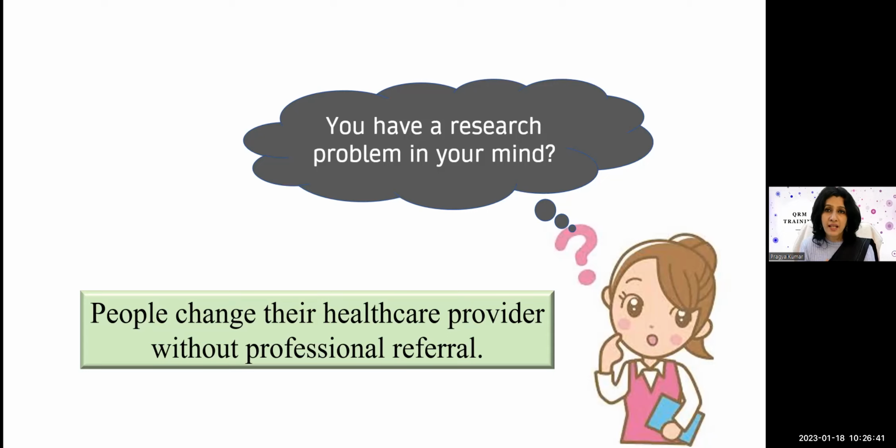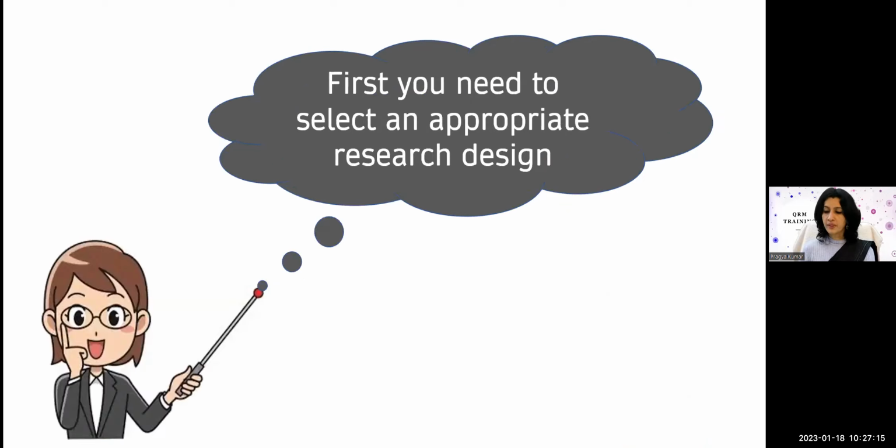In this case, this study was an ICMR research, where the topic is that people change their healthcare provider without professional referral. Obviously this research idea must have come to the researcher, because we also change our healthcare provider. But what is the driving factor? Why do we do so? If you want to understand not just why, but what we are actually doing, then first we need to select an appropriate study design. So what will be the appropriate study design?